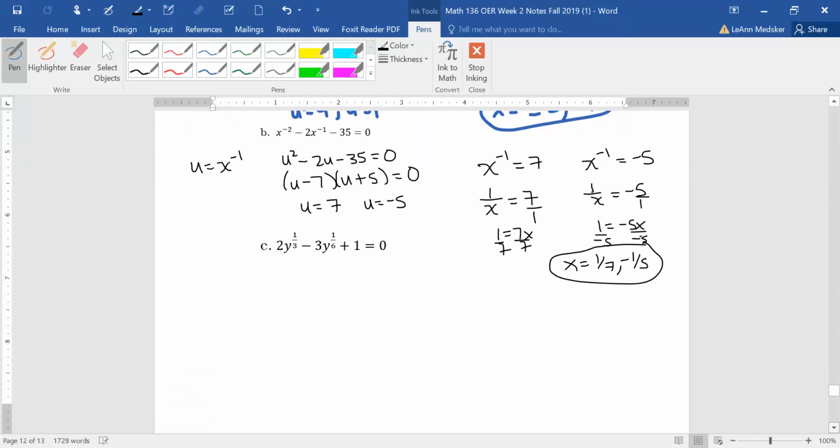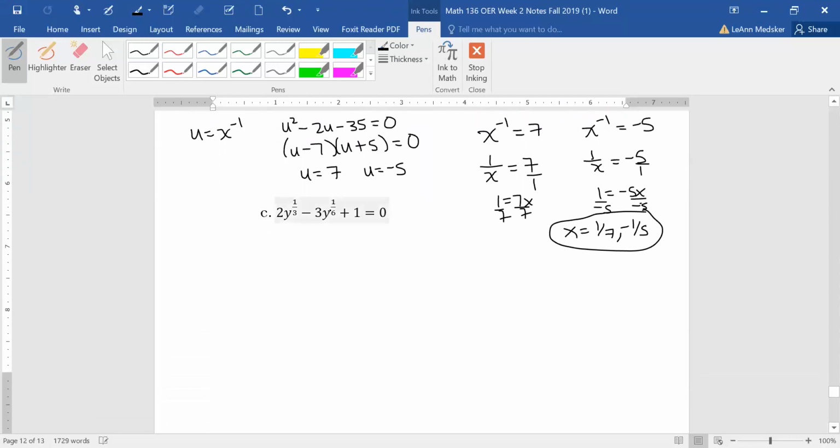All right, let's look at one that has a fractional exponent. So we have 1/6 is half of 1/3, because if you think about it, 2/6 as your leading power here reduces down to 1/3. So 1/6 is half of 2/6, so 1/6 is half of 1/3. So we're going to let u equal y to the 1/6. So I'm going to have 2u squared minus 3u plus 1 equals 0.